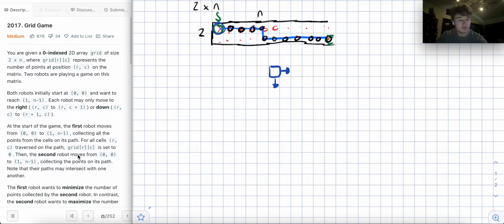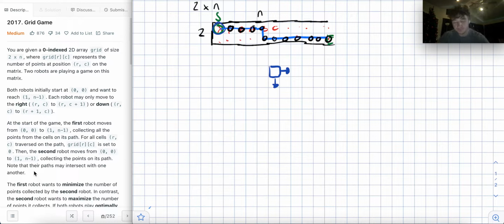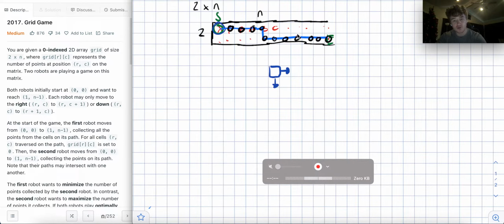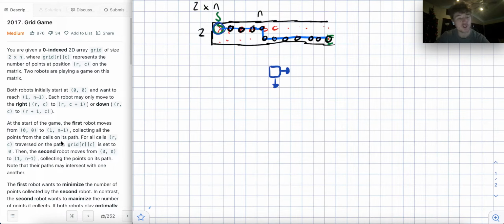Then the second robot moves from (0, 0) to (1, n-1), collecting the points on its path. Note their paths may intersect one another, right? So this first robot is going to go through and collect all these points, and the second robot will go through. It can traverse the same path. It can go a different path. It doesn't really matter what path it takes. Just understand that now that it's traversed this new path where there's been modifications, it's not going to be able to collect all the same points, because this first robot went through and collected it all himself first.